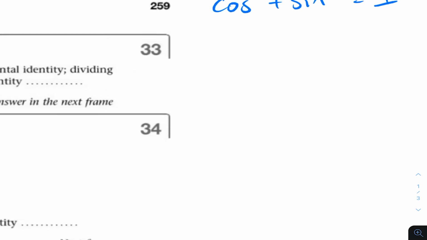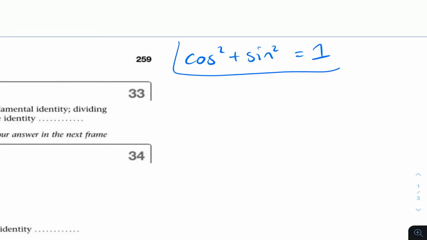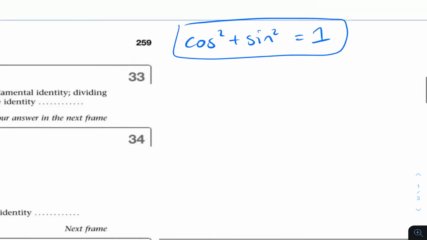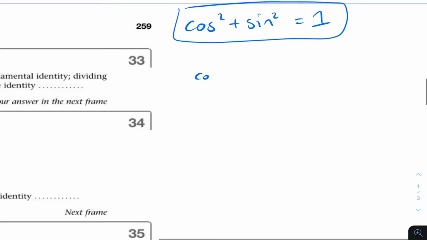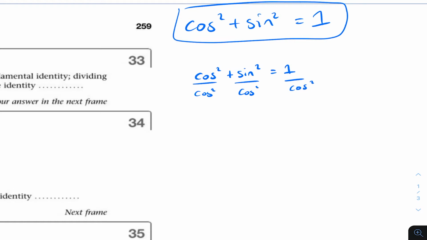So let's do that now, right? Remember, this is the fundamental identity. Let's take it over here and divide it all by cosine squared. We've got cosine squared plus sine squared is equal to 1. Divide that by cosine squared, divide that by cosine squared, and divide this by cosine squared. All right. Now, tell me, cosine squared divided by cosine squared equals 1, right? Obviously, anything divided by itself is equal to 1.